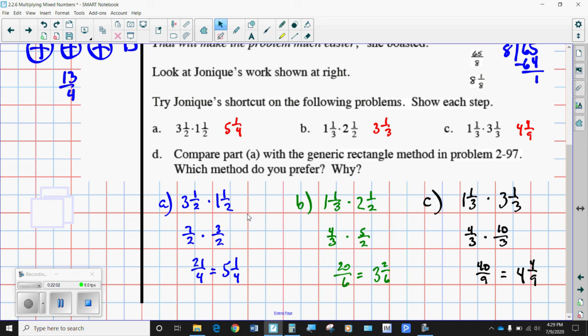Copy the problems, show your work. It's okay to make mistakes in your homework because you can correct your homework. Okay? You want to make sure that you know how to do this, however, by the time we take our chapter tests.